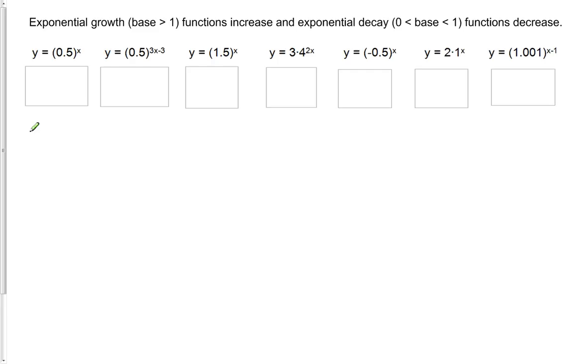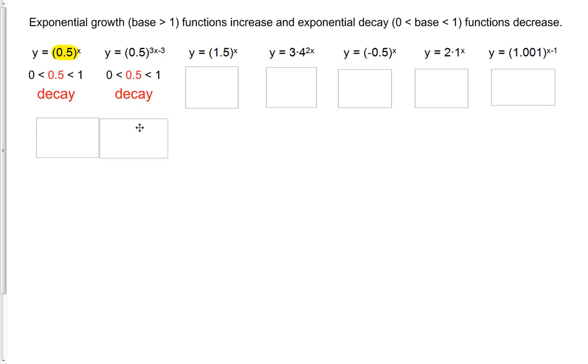So let's take a look at the first one. y equals 0.5 to the x. Well, that's our base right there of the exponential term. We know that 0.5 is between 0 and 1, therefore it is exponential decay. Same idea with the next one. Even though our exponent is a little bit more complex here, we only care about the base. So we look at our base, identify that it's 0.5, and again, we're going to know that it's exponential decay.